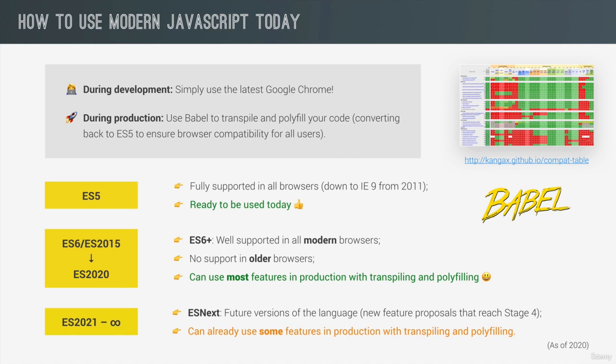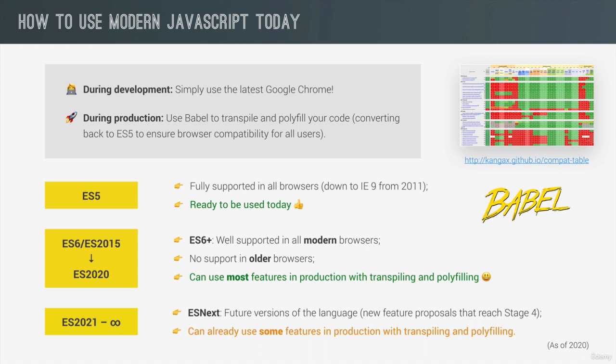That's possible because as new features are proposed, they have to go through 4 stages, starting with stage 1, where they are first submitted, all the way to stage 4, at which point they enter the language officially. But when a feature is at stage 3, browsers can be pretty sure it will eventually pass to stage 4, and so they're going to start implementing that feature while still in stage 3.